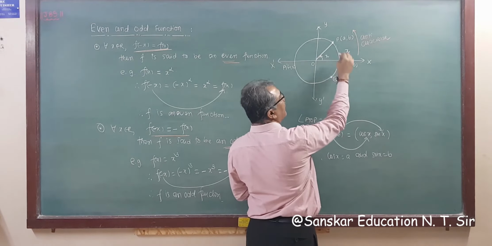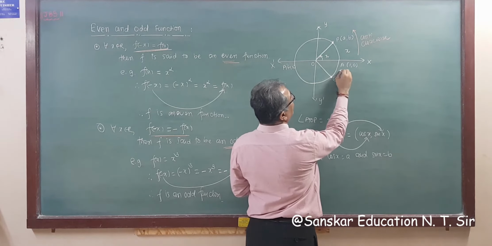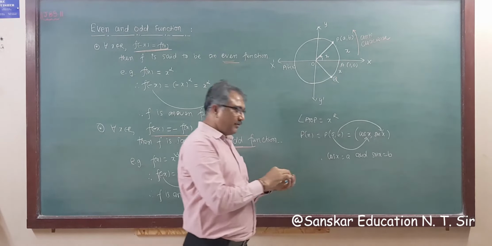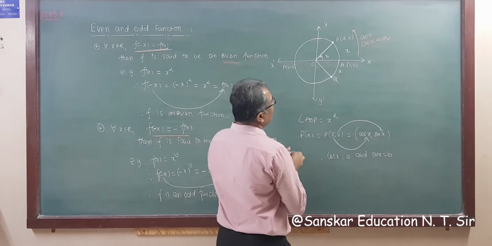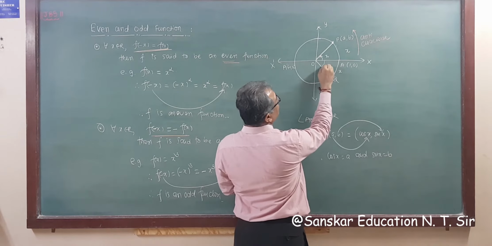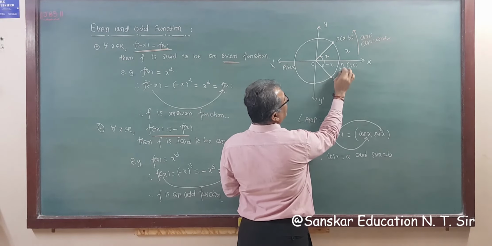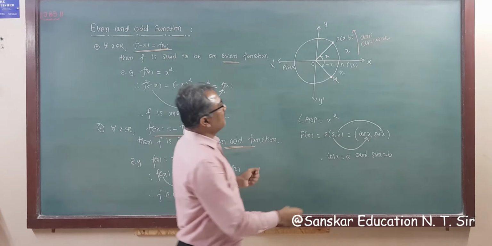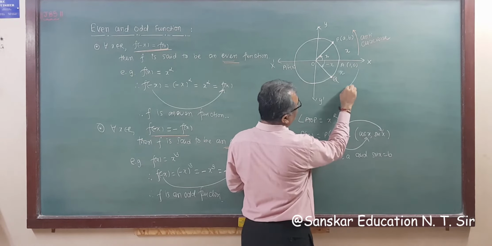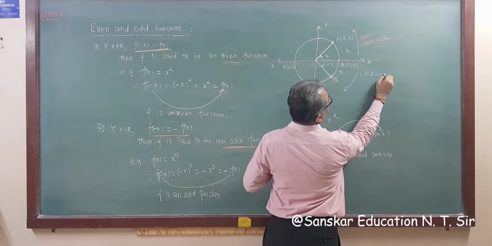Now similarly, suppose we take another point Q, and the length of arc AQ is again x, but this is in the negative direction, that is, in the clockwise direction. So this angle is a negative angle, so this is minus x, right? The arc length is x, but this is in the clockwise direction, so the angle is negative.